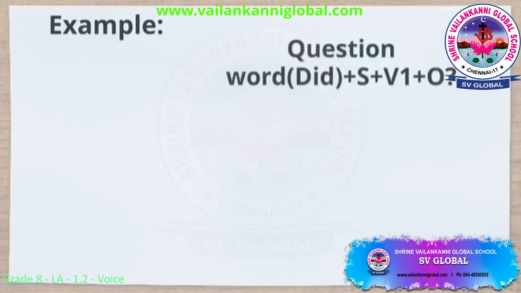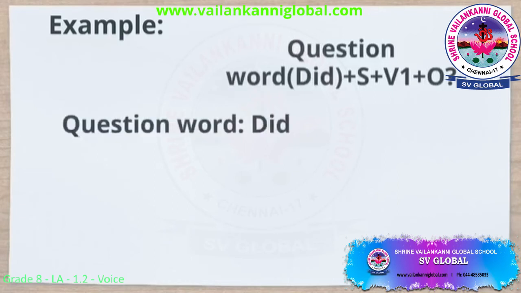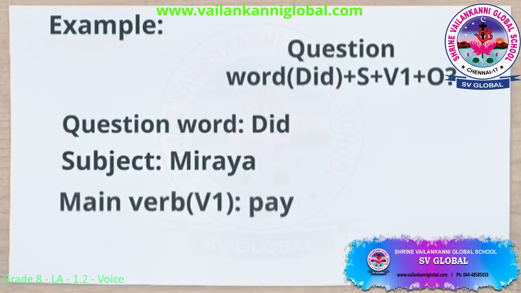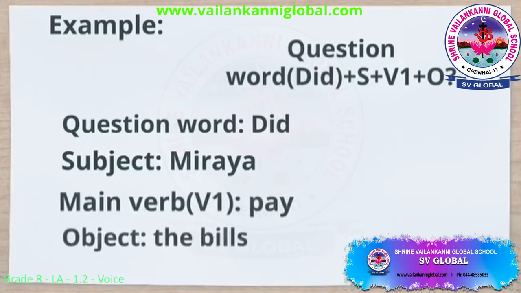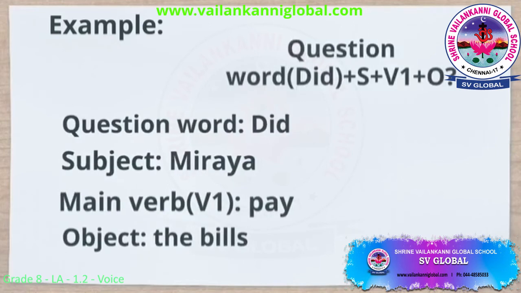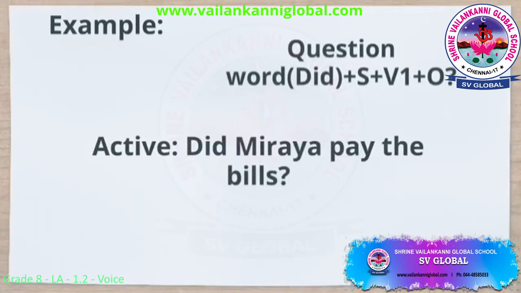Question word, did. Subject, I'm going to choose Miraya. Main verb, she's going to pay something. So the action is going to be pay, P-A-Y. The object, I am going to think of using bills, the bills. So according to the pattern auxiliary verb plus subject plus V1 plus object, our question is: did Miraya pay the bills? And let's change it into a passive form now.